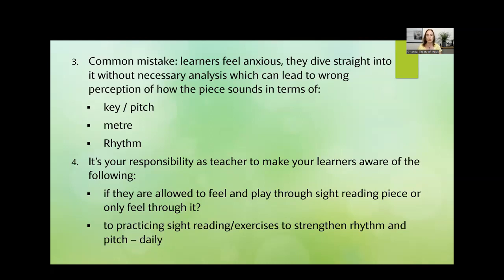Then it's your responsibility as a teacher to make sure that your learners are aware of whether they're allowed to feel and play through the piece, or if they're just allowed to feel through the piece. In other words, they're not allowed to play through it. So this obviously would depend on the examining board. You need to know what the rules are.